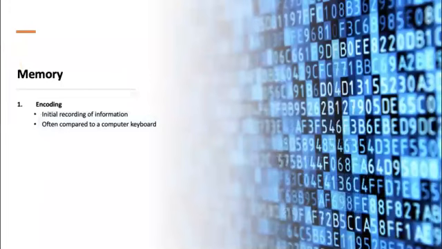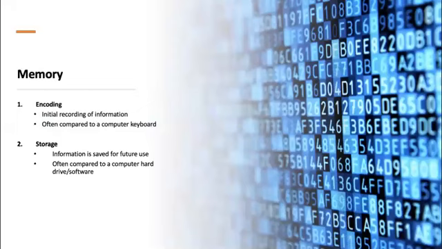Now, there are three distinct processes that occur with memory: encoding, storage, and retrieval. So, the first process, which is encoding, is the initial recording of information. This process can be seen as analogous to something like a keyboard on a computer, where information is essentially taken in and recorded, like when you're typing something out.